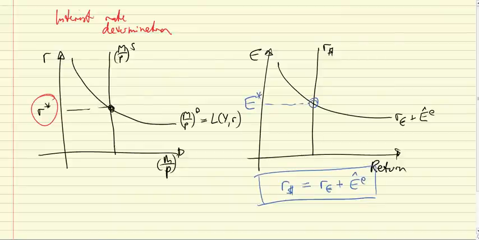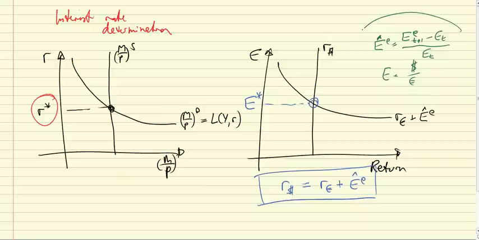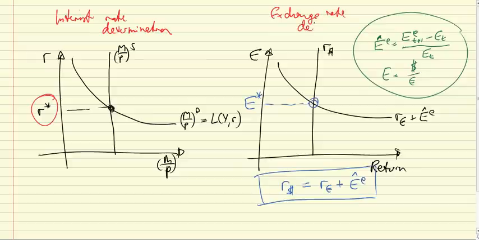Let's just recall real briefly what E hat E is. That is the expected exchange rate for one period out minus today's exchange rate, divided by today's exchange rate. So this is the expected growth rate of the exchange rate, where E is defined as the dollar price of 1 euro, so that a higher value of the exchange rate implies a more depreciated dollar. Just to keep this in mind, this graph on the right here is what gives us exchange rate determination.